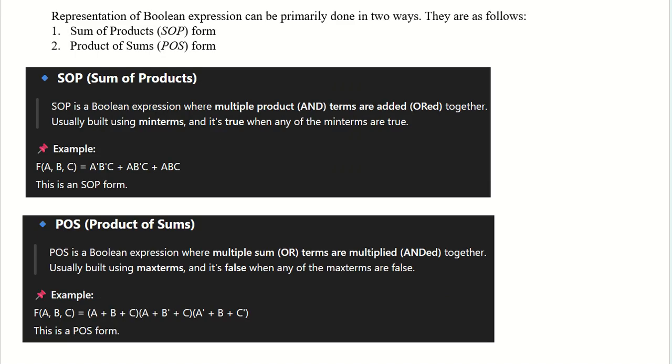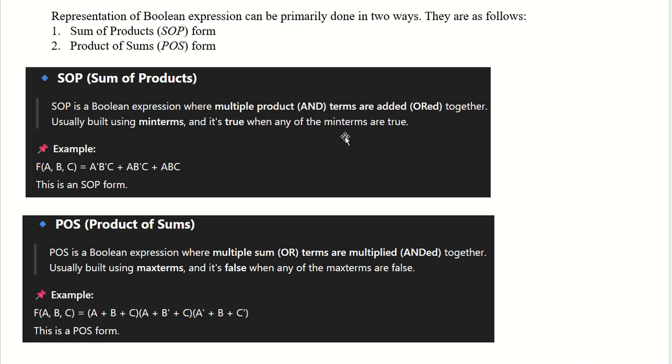Next, the representation of Boolean algebra is of two types: sum of the products and product of sums. That is, representing the product terms using OR operation, that is addition operation, is called sum of the products. Now, representing the sum terms using the AND operation, that is product terms, is called product of sums. SOP is always built using min terms. POS is always built using max terms.